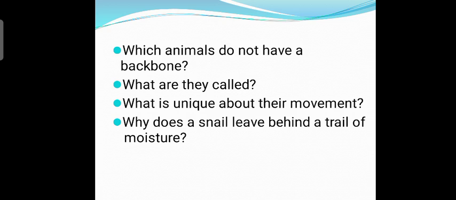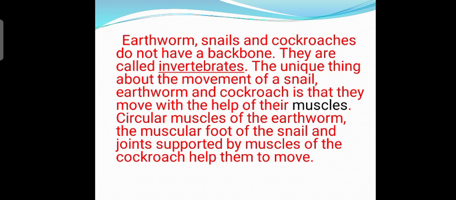So let's see the answer of these questions, students. Earthworms, snails and cockroaches do not have a backbone, and these animals are called invertebrates. If you can remember, in the last video we discussed vertebrates, and these are the animals which have a backbone, while invertebrates are the animals which are not having a backbone. So definitely the movements of these 2 types of animals will be different. The unique thing about the movement of a snail, earthworm and cockroach is that they move with the help of their muscles. So we can say this is the similarity between the movement of these three animals.